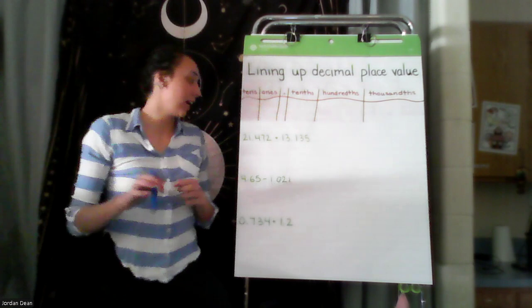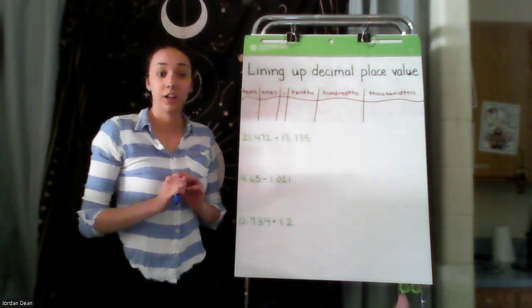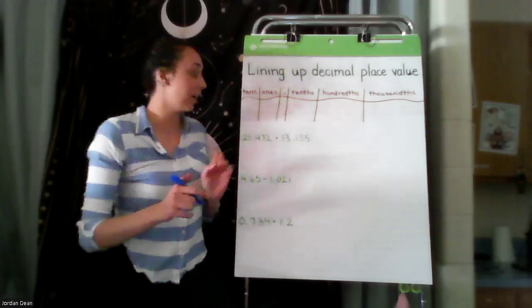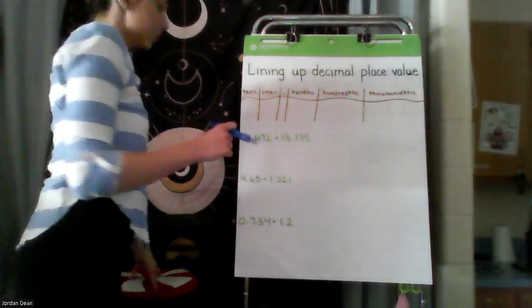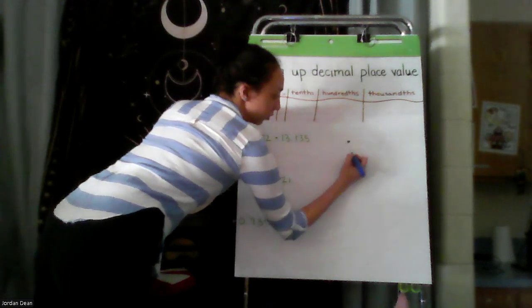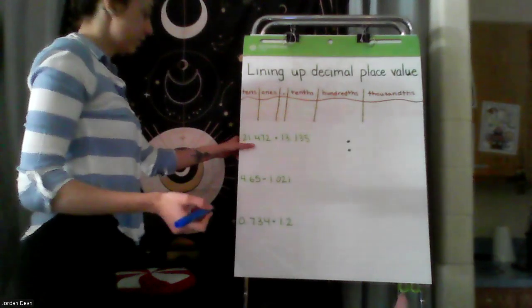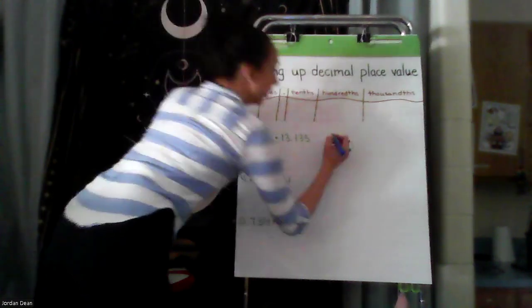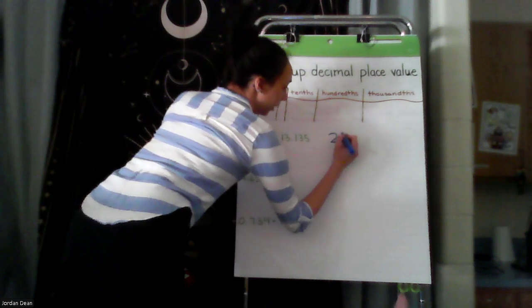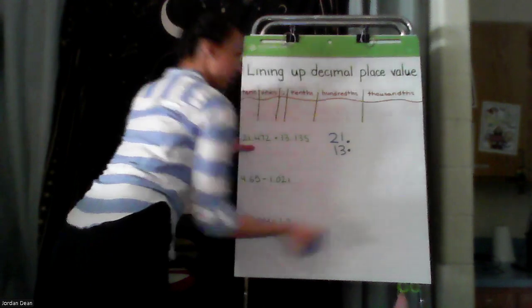So the first problem we have is 21 and 472 thousandths plus 13 and 135 thousandths. So what we're going to do is I like to place my decimals first. Then I like to go through and place my whole numbers. In my first number I have 21. In my second number I have 13.